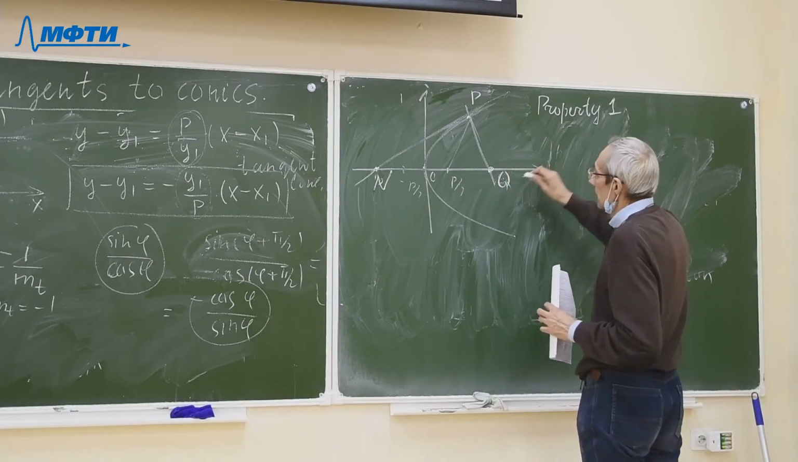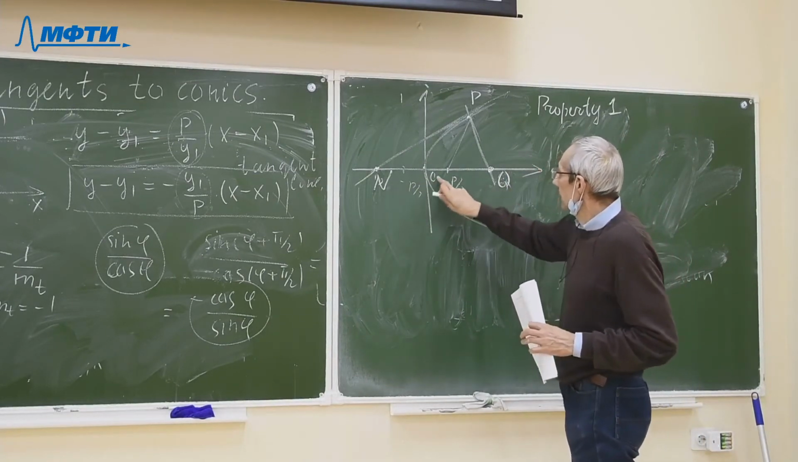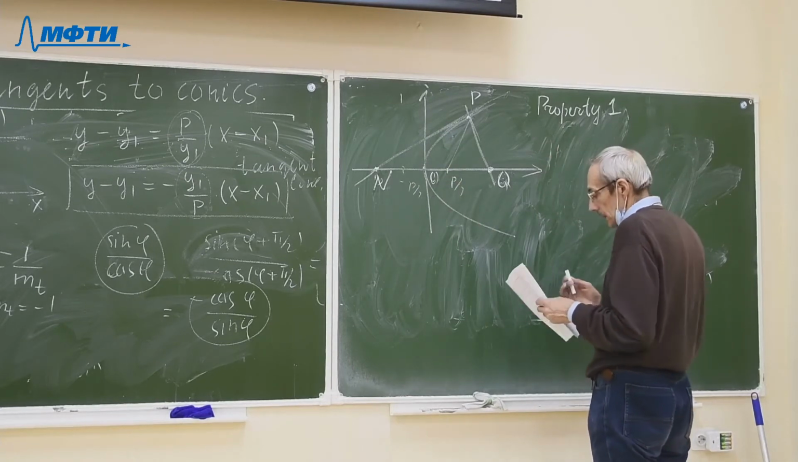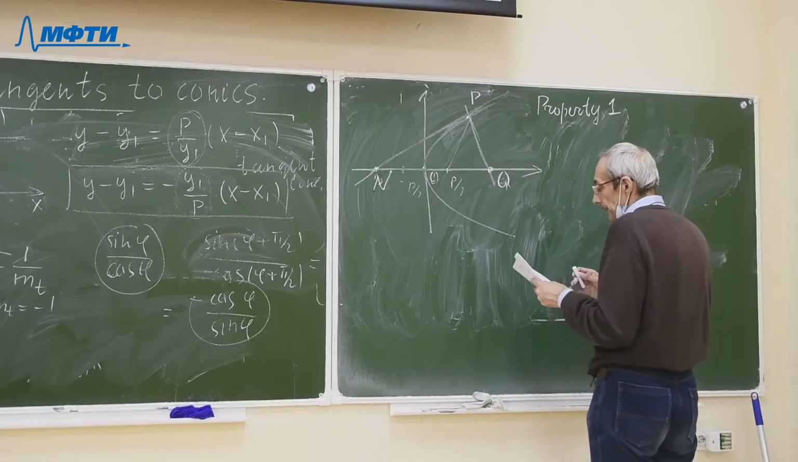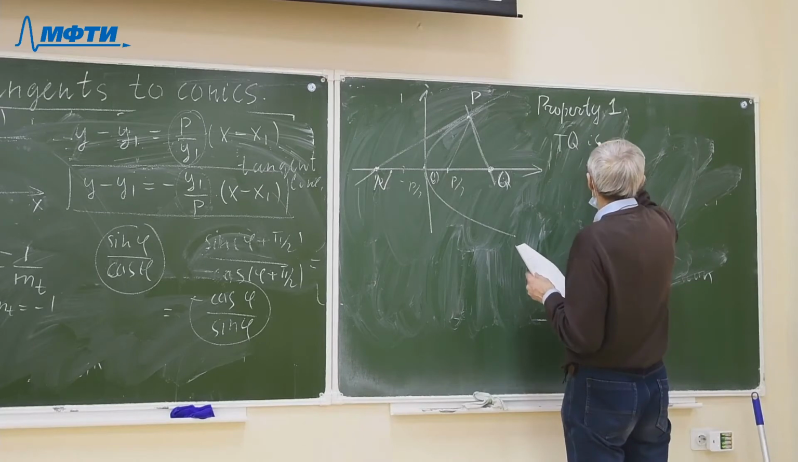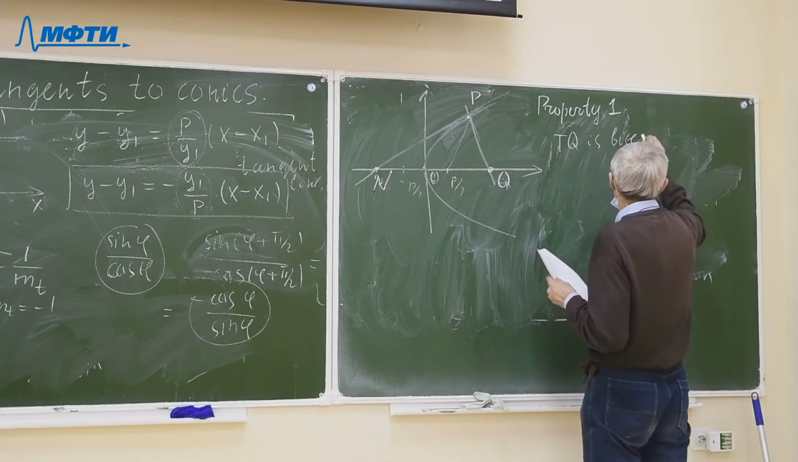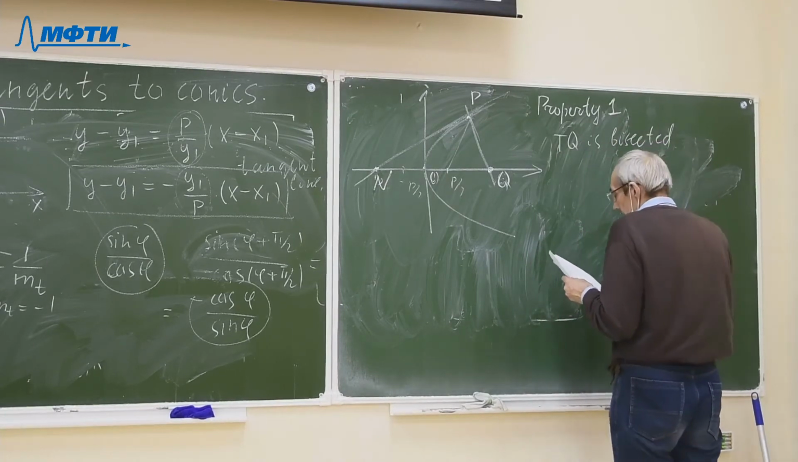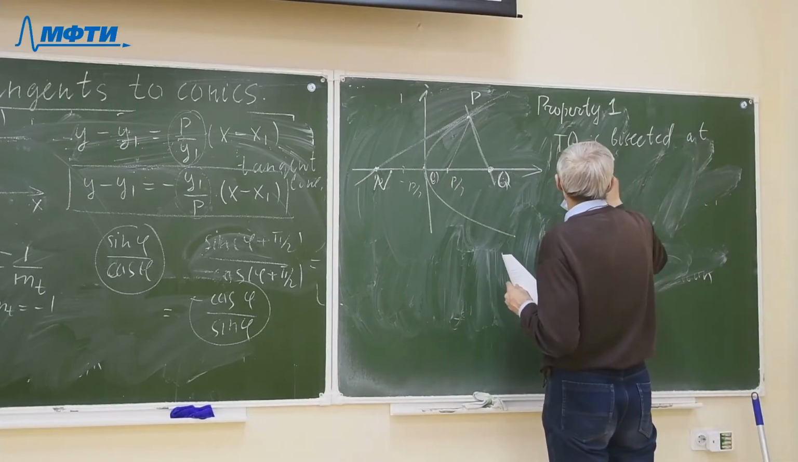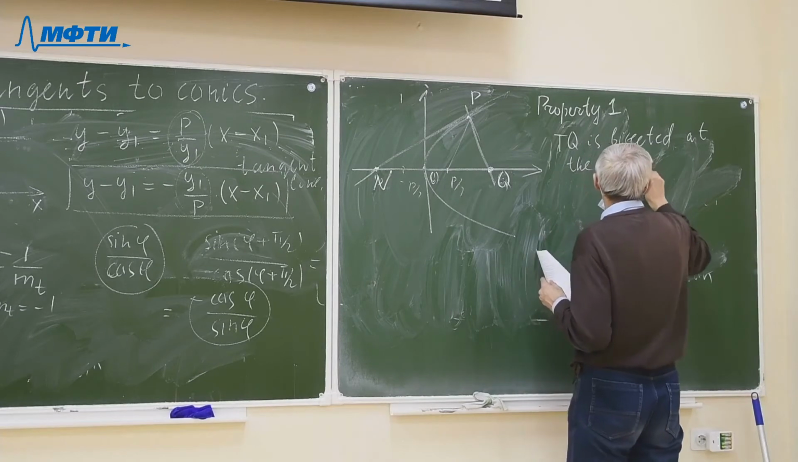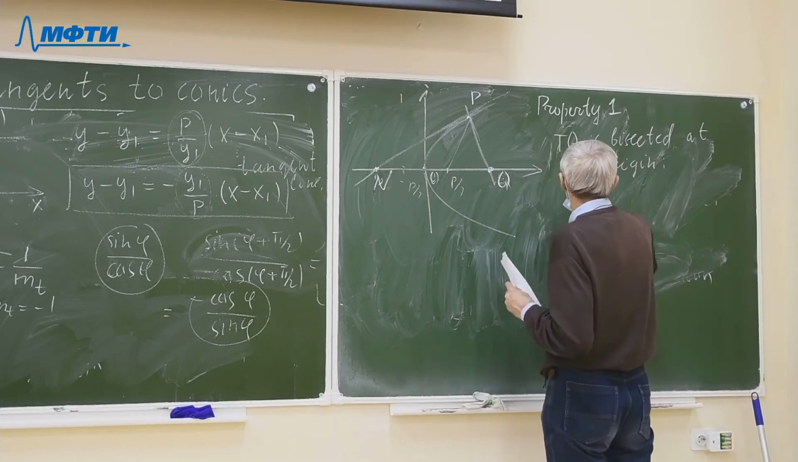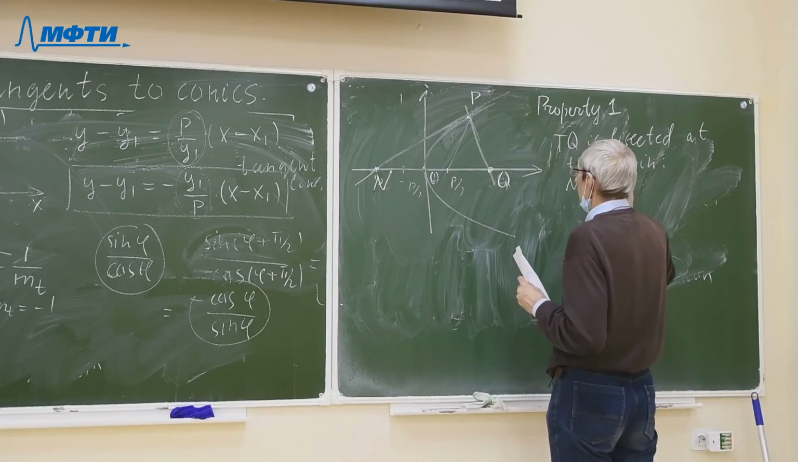This segment TQ is divided by point O into two equal parts, namely TQ is bisected at the origin, and TO is equal to OQ.